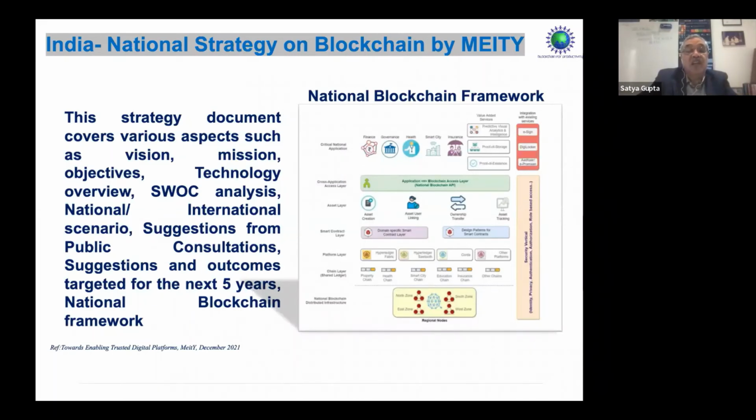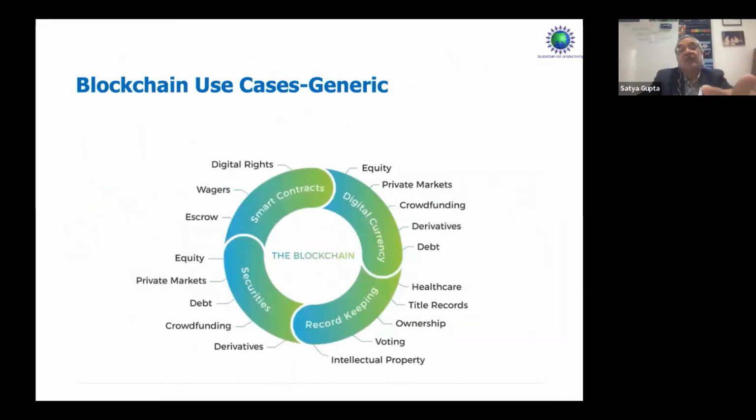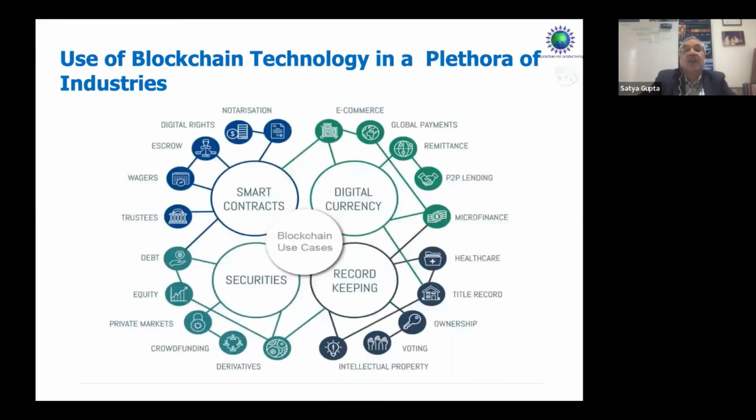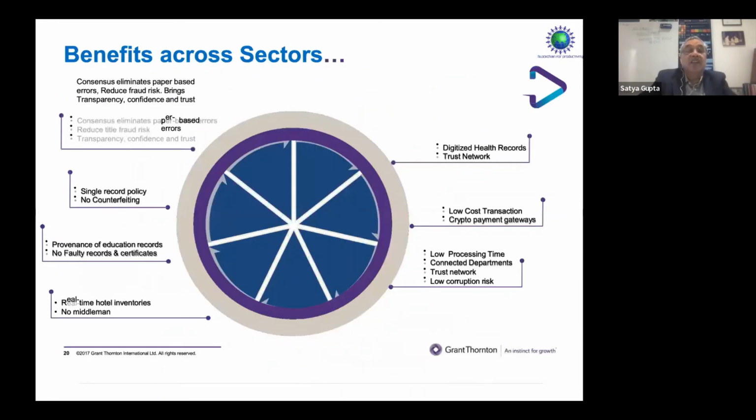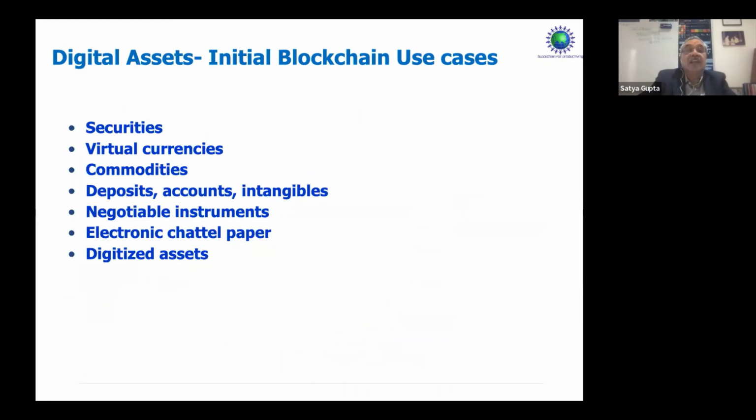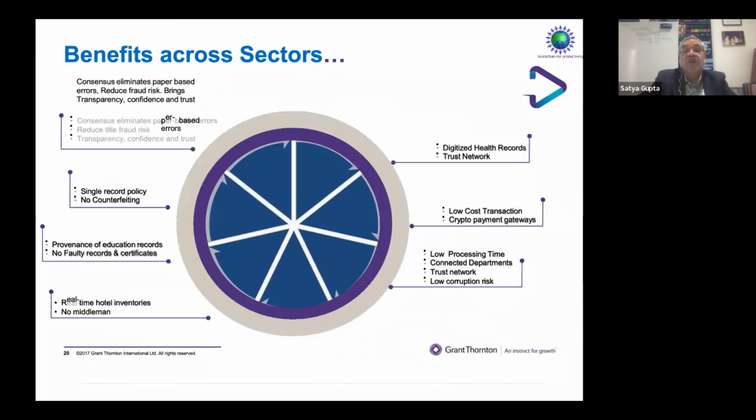A lot of public consultation, with stage outcomes for the 5 years. Use cases, I'll not be spending much time, but there are so many. Smart contracts, digital currency, record keeping, securities, and through that you can manage digital rights, wagers, escrow accounts, equity, private debt, crowdfunding. In everything blockchain can play a role. That is what this shows. I think I've taken a lot of your time already, and now if there are some questions, we can take those instead of going further.